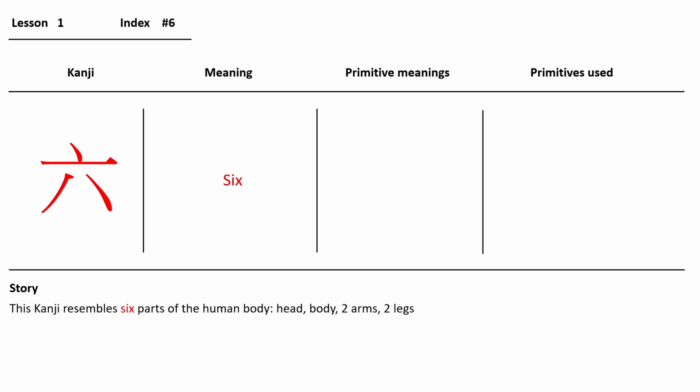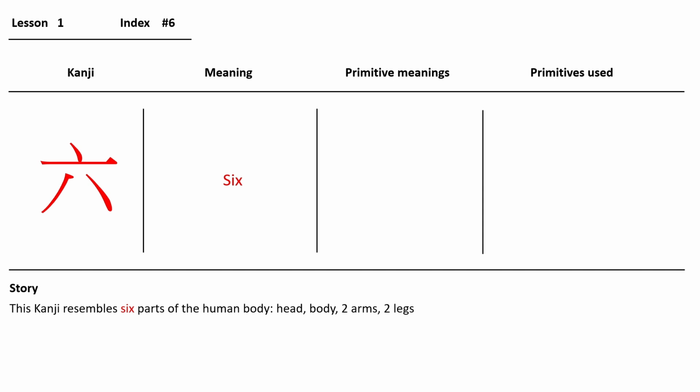So maybe unsurprisingly, the next character that we will learn is this one, which has the meaning 6. Similar to the previous characters, because these characters are quite simple, we do not have any primitives used here to help us remember the meaning, and this character doesn't have any other primitive meanings. If it's used in other characters, it will always have the meaning of 6.